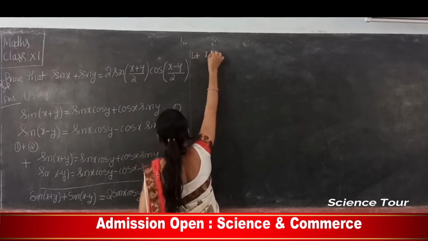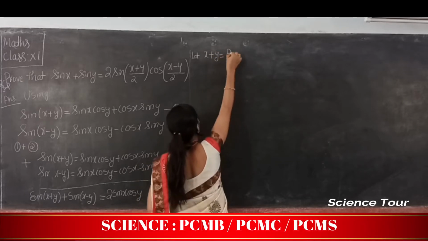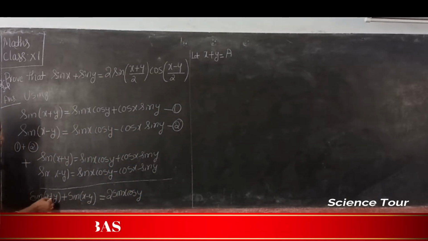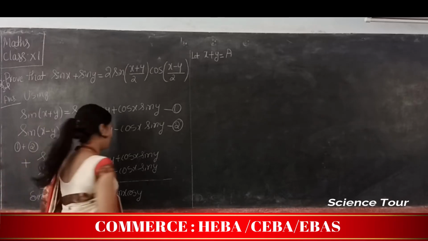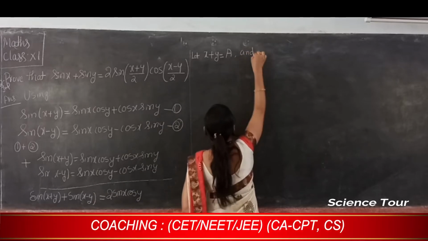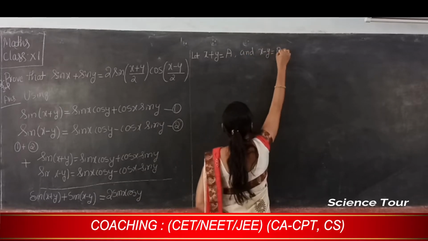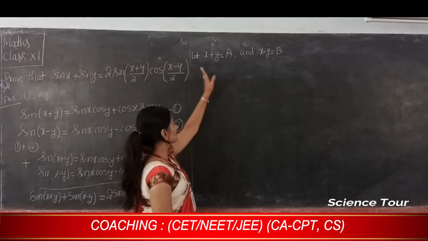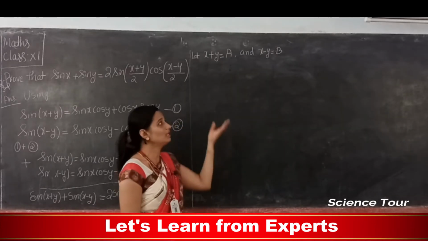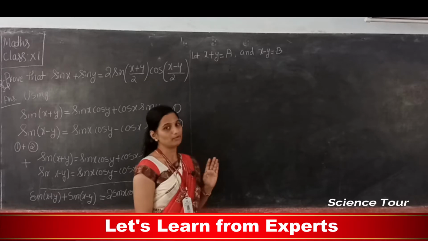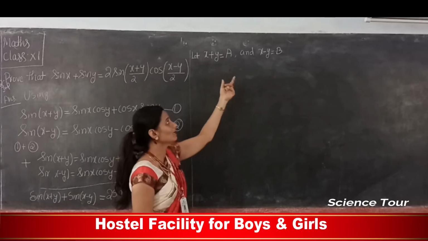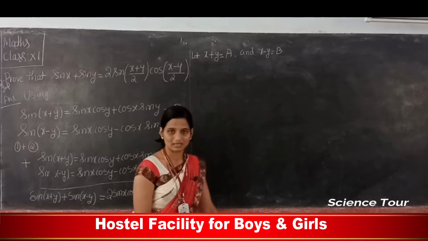Let x plus y be equal to some angle or some letter a. So I take this x plus y as some letter, that is a. Next I take x minus y as the letter b. Otherwise you can take x plus y equal to theta and x minus y equal to phi, or any letters other than x and y. Clear? So x plus y is denoted by a, and x minus y is denoted by b.